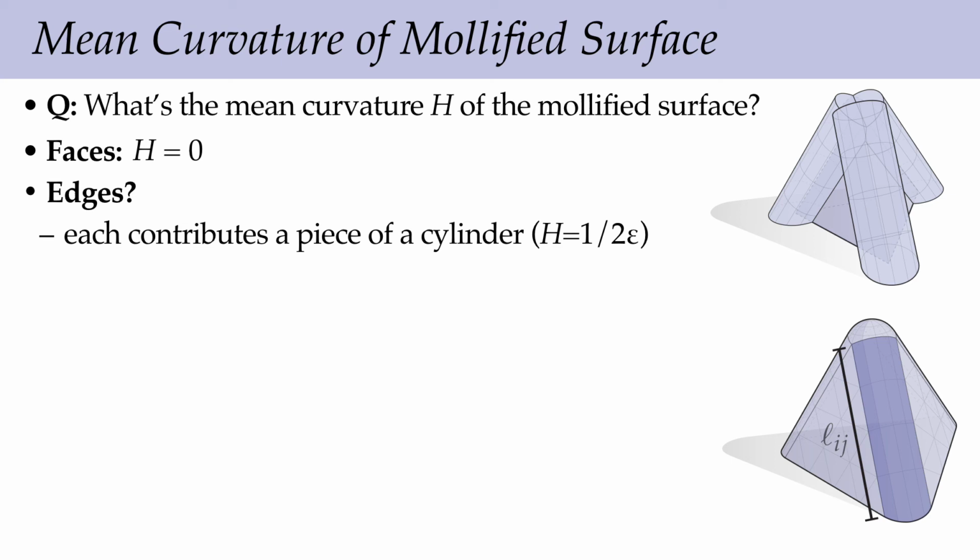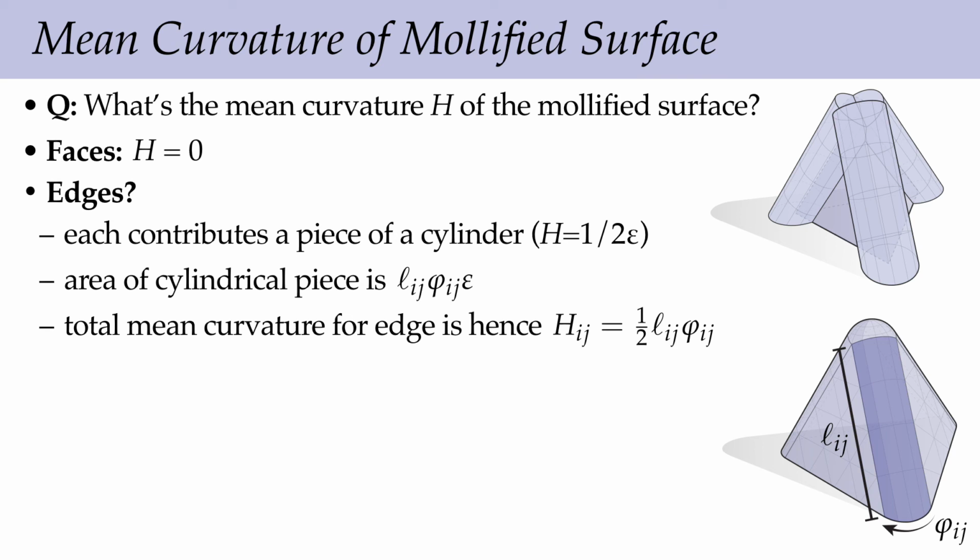And if Lij is the length and phi ij is the dihedral angle at this edge, then the area of this cylindrical piece is going to be Lij times phi ij times epsilon. This cylinder has a particular radius epsilon, which means the total mean curvature for the edge is going to be the product of the area times the mean curvature. It's going to be 1/2 Lij phi ij. Again, we notice that the total mean curvature associated with the edge has nothing to do with the choice of this parameter epsilon. It doesn't matter how much we smoothed out the surface, we're always going to get the same total mean curvature. Okay, finally, what about the vertices?